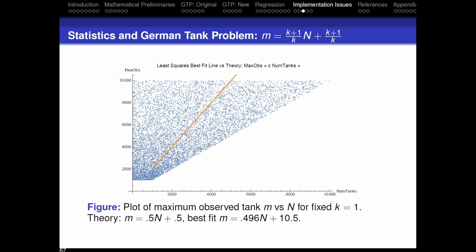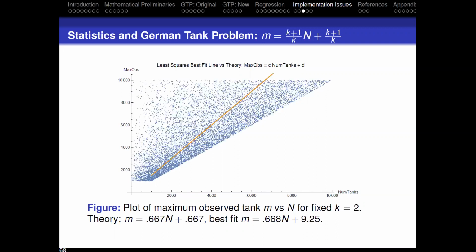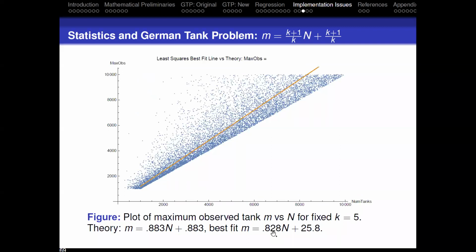And so if we do it this way, theory is m should be 0.5n plus 0.5, and we get 0.496n plus 10.5. So this is terrific. This is giving us a real sense of what's going on. If we try k equals 2, we get another great fit, 0.667, 0.668. K equals 5, 0.883, 0.828. Still pretty good.